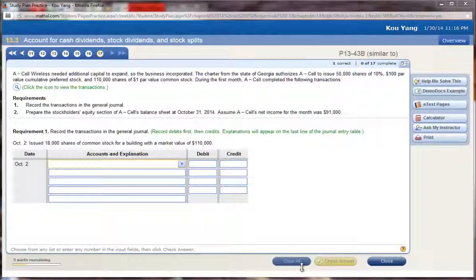In this video, we are going to be working with cash dividends, cash stock dividends, and stock splits. And we're going to be working with ACell Wireless.